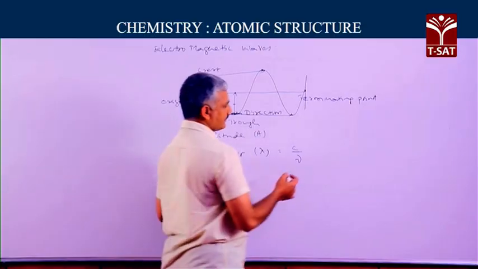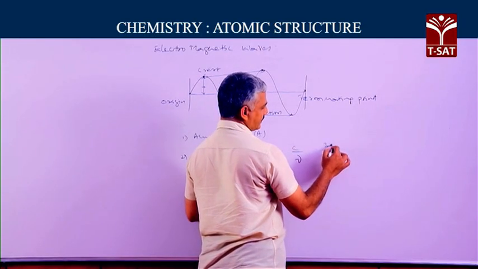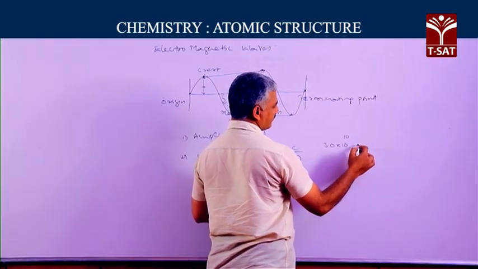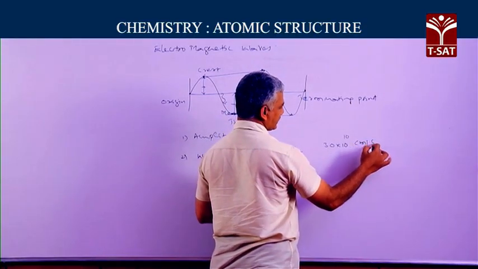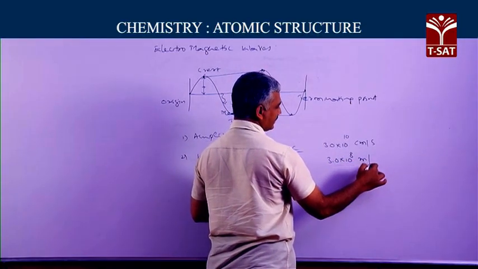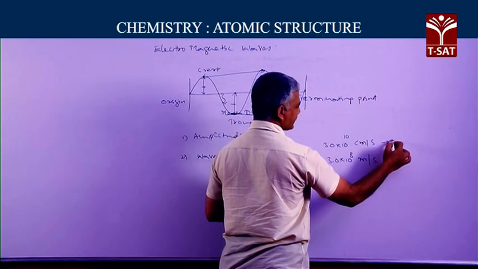The velocity of light is a fixed value, a fixed quantity. In CGS system, it is taken as 3 into 10 power 10 centimeters per second. In MKS system, it is taken as 3 into 10 power 8 meters per second.